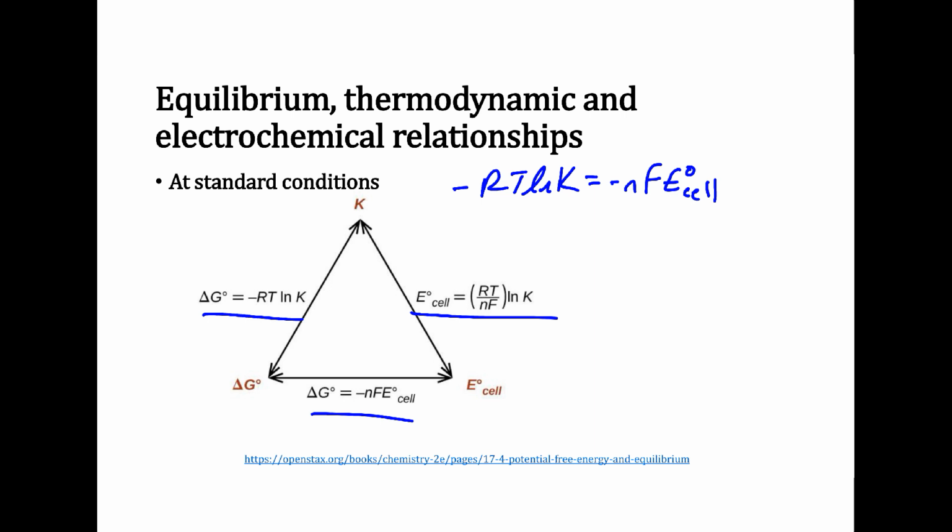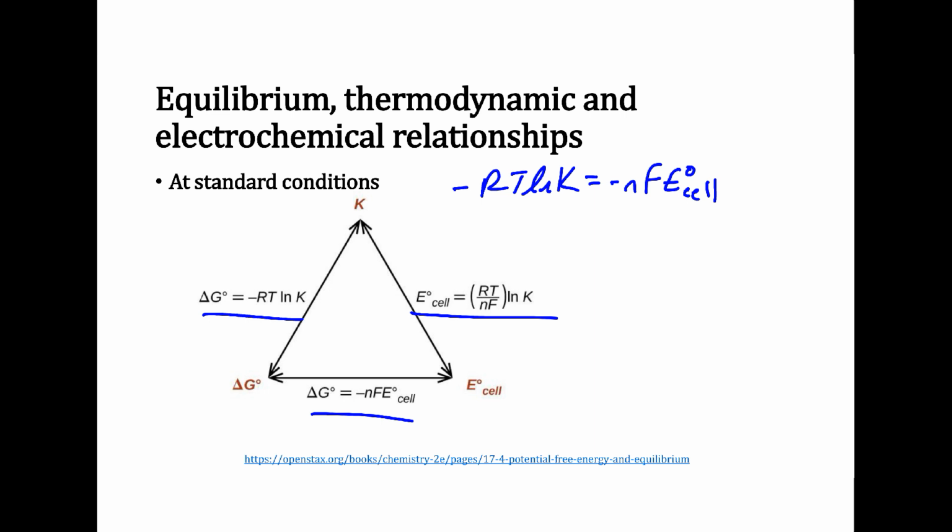So if you're given K, you can find delta G, or you can find E cell. And so you can find any of the other two if you're given one. If you know K, you can find delta G and E. If you know delta G, you can find K and E. If you know E, you can find delta G and K. So what we want to do now is we finally want to talk about spontaneity for all of these.